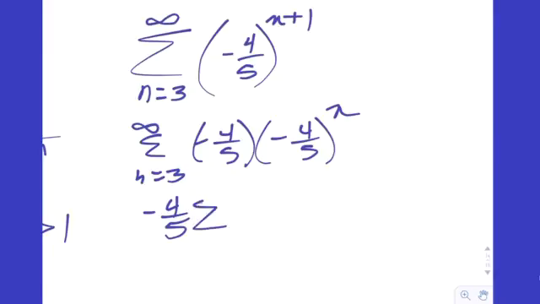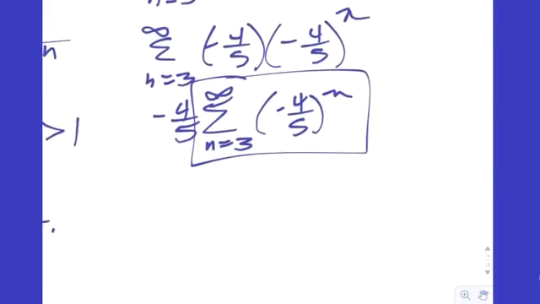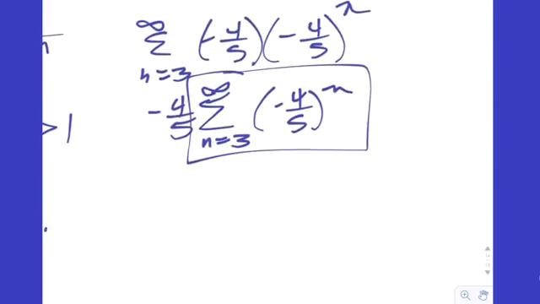All right. Then I could bring the negative 4/5 out front, just like you could with an integral. So now I've got negative 4/5 to the n. I'm going to focus on this, and if that converges, then that times negative 4/5 is also going to be finite. So I'm just going to do the root test on that.